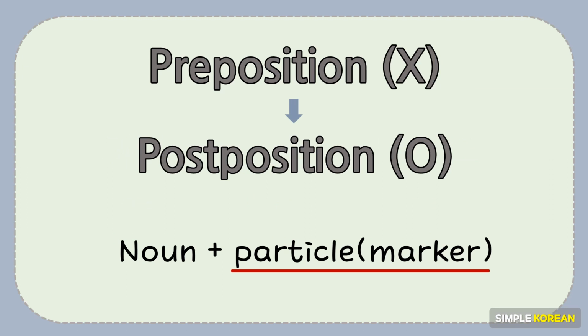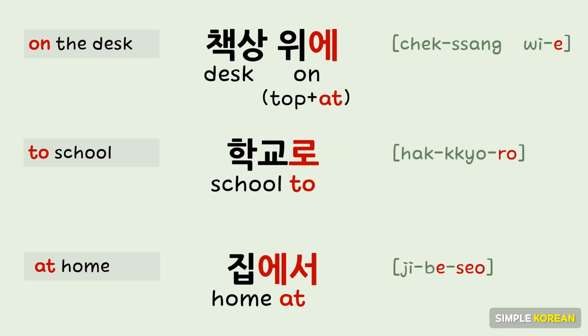In English, the preposition comes before the noun and it indicates the relationship between words. But in Korean, it is placed after the noun, so it is the postposition. 책상 위에, on the desk. 학교로, to school. 집에서, at home. 로, 에서, these particles are the postpositions.